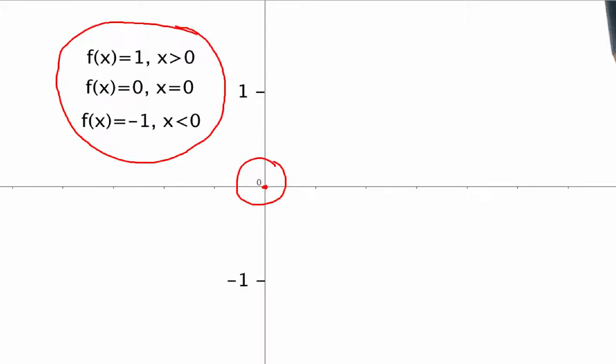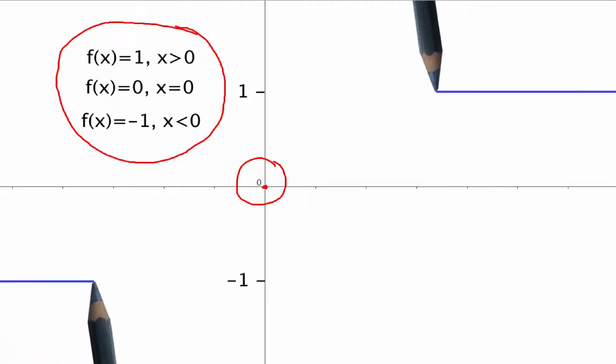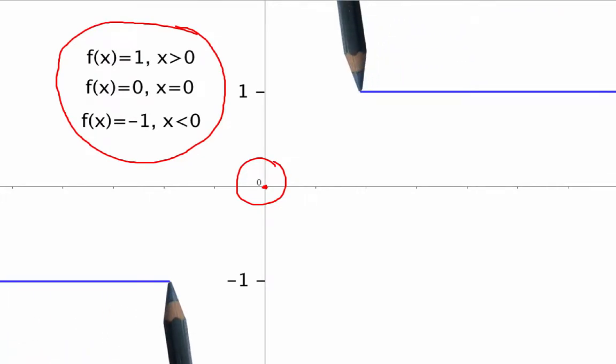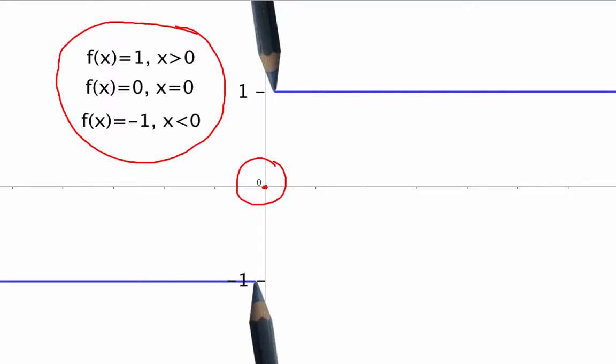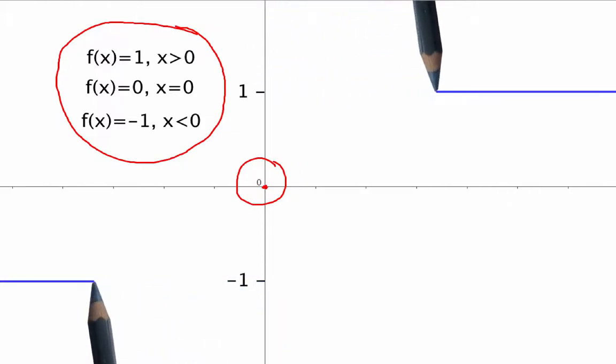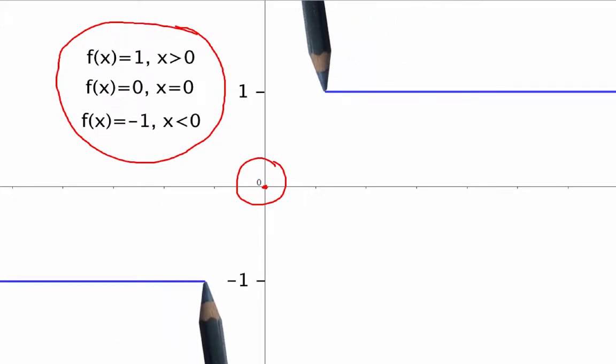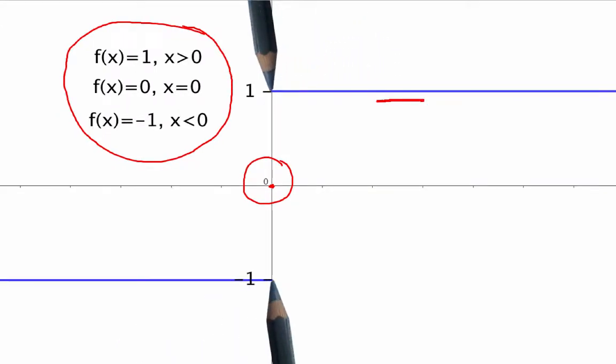You can see that this function, as you come in from the left, is approaching minus 1, but as you approach it from the right, you get to plus 1. And so the limit as we come in from the right, in other words, L plus is plus 1. The limit as we come in from the left is L minus equals minus 1.